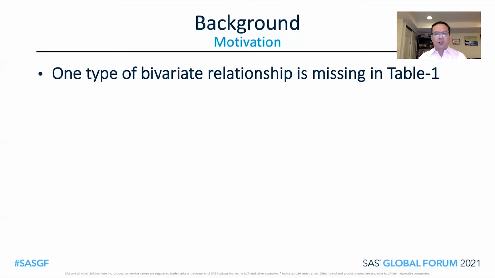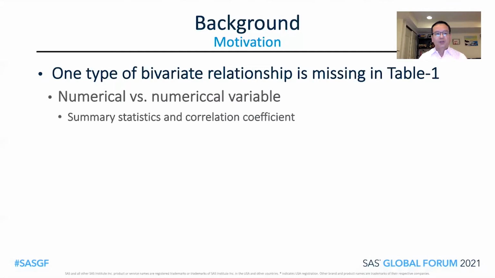But whenever I prepare table 1, I feel one type of bivariate association information is missing. That is a numerical variable versus a numeric variable. And then you not just want to know the summary statistics, but also you want to know how these two variables are associated. Then you talk about the correlation coefficient.